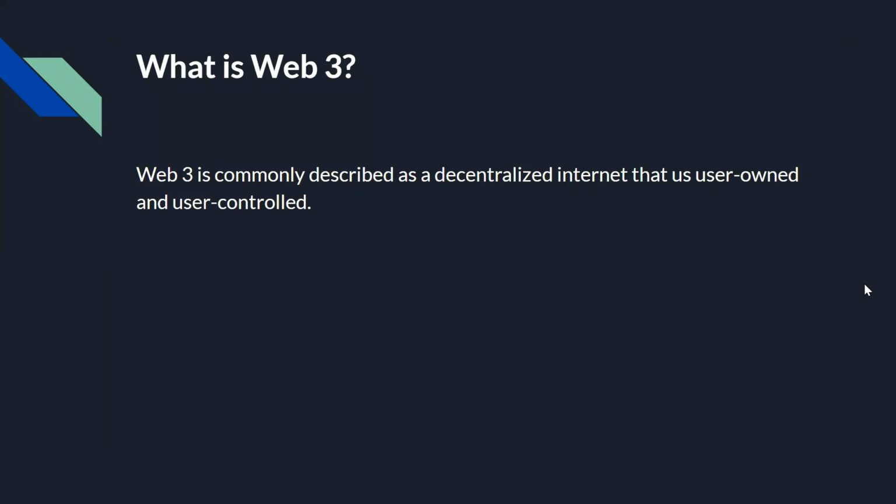So, what is Web3? Usually, people describe it as the decentralized internet. So they'll say that it's user-owned and user-controlled. So what do we mean by decentralized? I'll start with a basic way that we usually think of it. Let's look at topologies, network topologies.